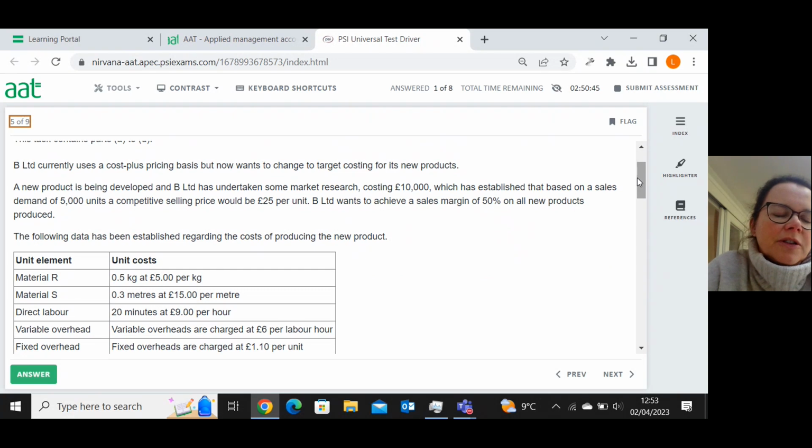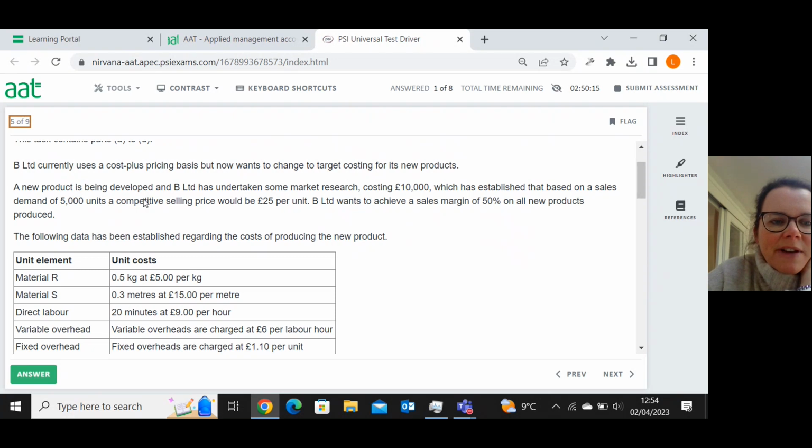B Limited currently uses a cost plus pricing basis, but now wants to change to target costing for its new products. So cost plus is where you work out how much it costs and then add your required profit to set your price. Whereas target costing comes at it from the other angle. You start off with what you think you can sell it for and you work back to figure out how much you have available to spend on producing the product.